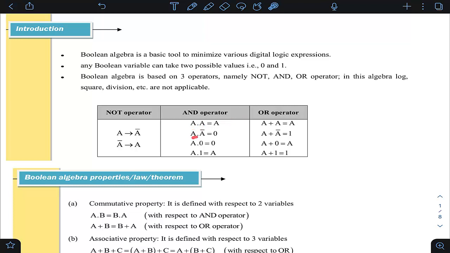A variable anded with its complement is always 0, right? A variable anded with its complement is always 0. Any variable, if you are doing and with 0, you get always 0. If you are doing and of any variable with 1, you get the same variable. A and 1 is a, a and 0 is 0, a and a bar is 0, a and a is a.